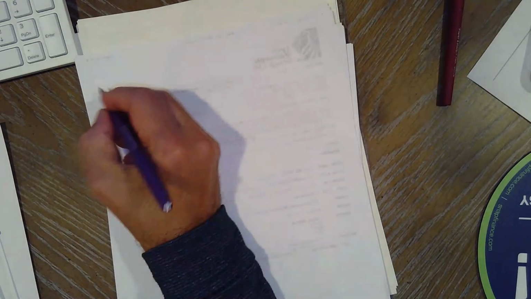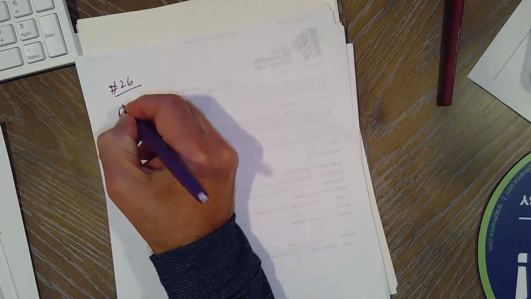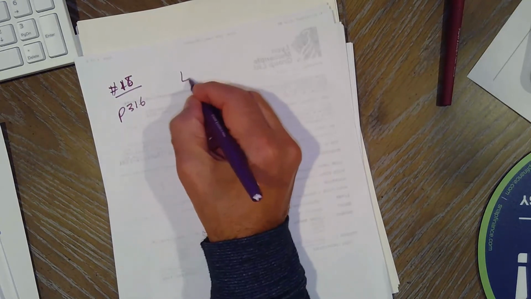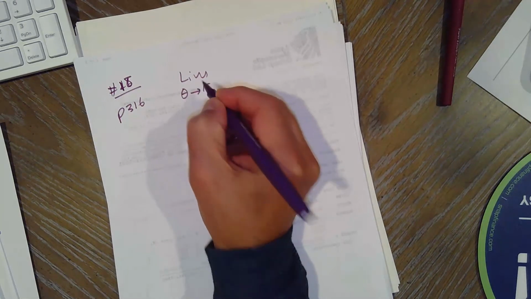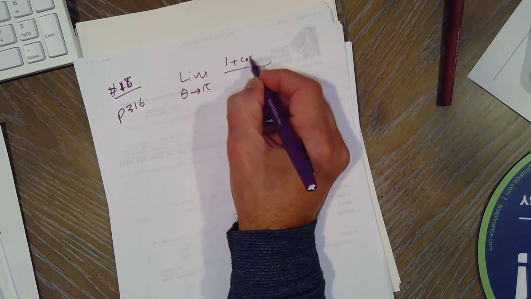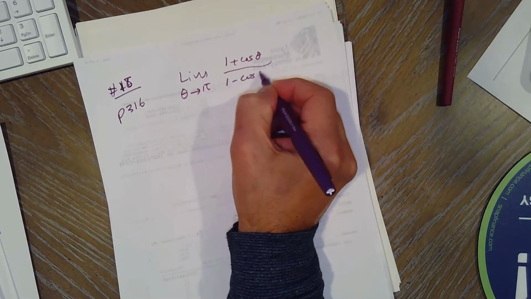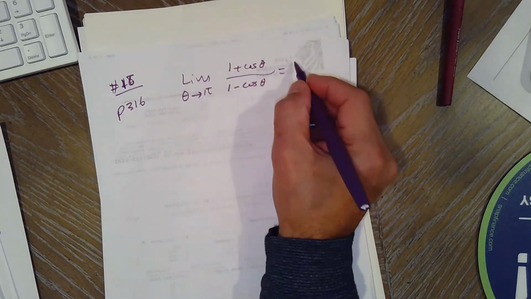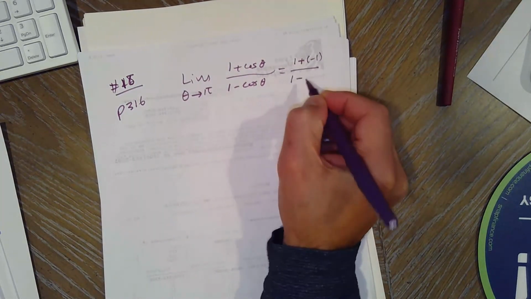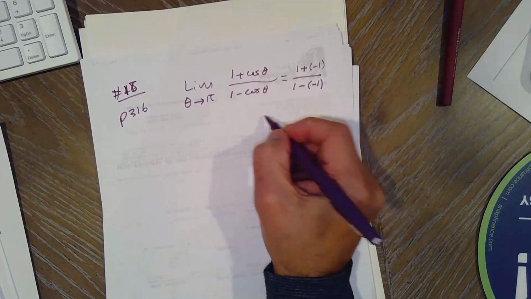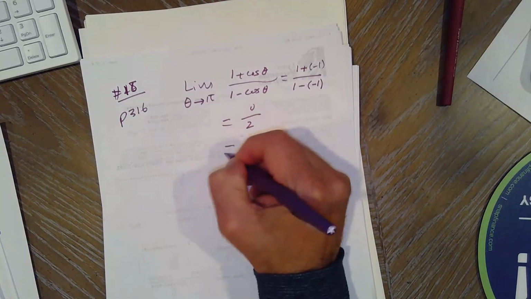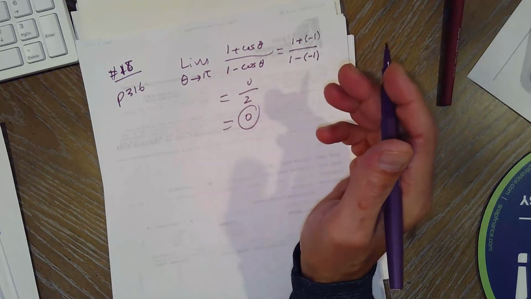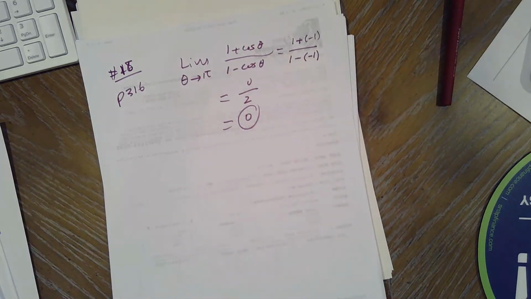Now sometimes it's a lot more work than this, like 26. No, let's do 18, I'm sorry, and then I'll get to 26. Page 316. Limit as theta goes to pi of 1 plus cosine theta over 1 minus cosine theta. If we plug pi in for theta, 1 plus cosine pi, negative 1, and 1 minus negative 1. So it's 0 over 2, which is not indeterminate, it's 0. So there's not any need for any other rule, let alone L'Hopital's rule. So you're not going to always do L'Hopital's rule. If you have an answer, you're done.